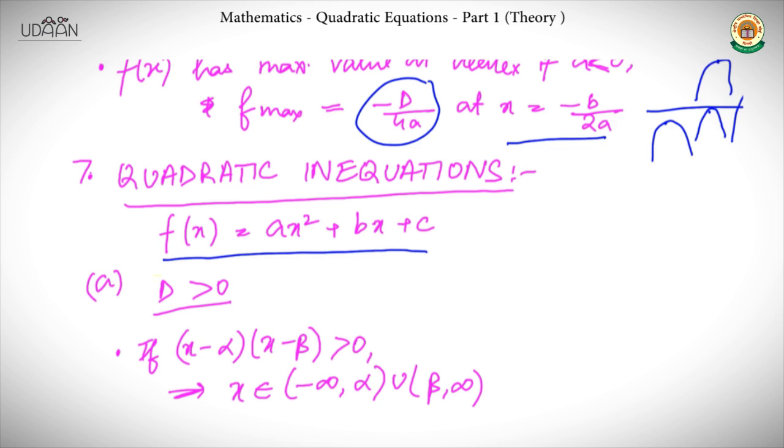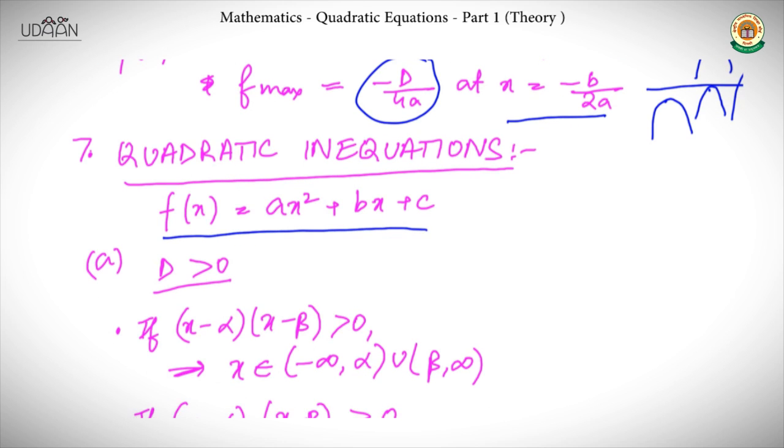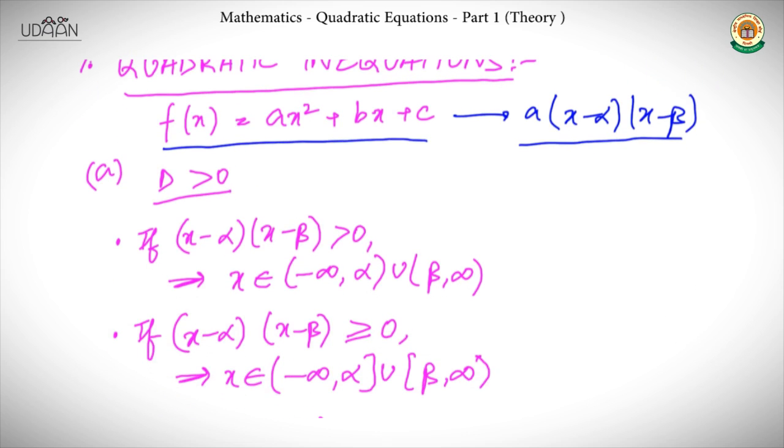Again, let f of x be ax square plus bx plus c. After that, we again take many cases. The first one being D greater than 0. Remember that in all these cases, firstly, we take the quadratic to be of the form a into x minus alpha into x minus beta. For simplification, we just factorize into the form of its roots and take a common. Now, the first case arises that D is greater than 0. In this case, if x minus alpha into x minus beta is greater than 0, then we say that x belongs to minus infinity to alpha union beta to infinity, and note that since equality doesn't lie in the comparison sign, we don't have a closed bracket anywhere.